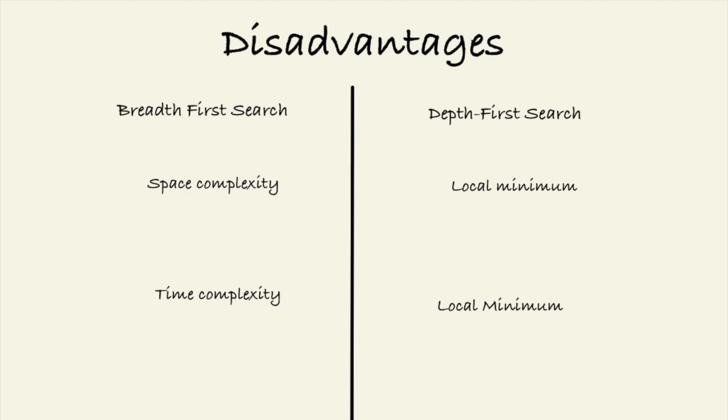DFS may get stuck in a local minimum in a weighted graph. DFS may not find the shortest path between two nodes in an unweighted graph. It might find a longer path before finding the shortest path. DFS is not guaranteed to find the solution if it exists. If the graph has cycles, it may loop forever.